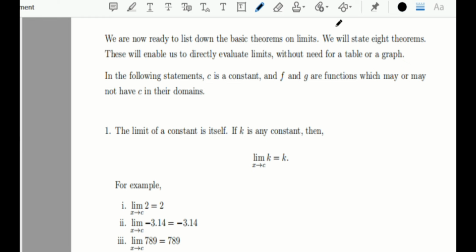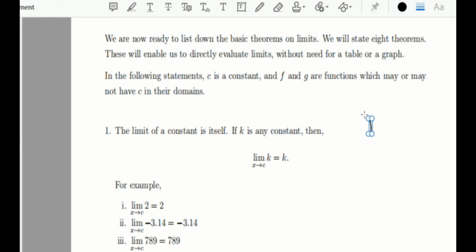Now, number 1, the first theorem: the limit of a constant is itself. When we say constant, that is a number. So if k is any constant, then the limit of k as x approaches c is always the constant itself. For example, the limit of 2 as x approaches c is 2. The limit of negative 3.14 as x approaches c is still negative 3.14. The limit of 789 as x approaches c is 789.